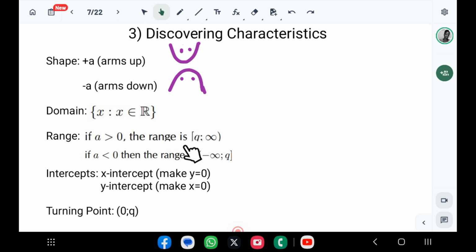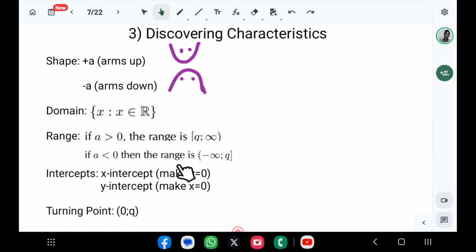Now the range depends on what your A is. If your A is positive, the range is going to start from Q, including Q, and end at infinity because you have a local minimum turning point. When your A is negative, you have a maximum turning point. So you have a local maximum. What happens is that your range goes from negative infinity all the way to Q. Notice that it includes Q, so that's why you have a square bracket in front of Q.